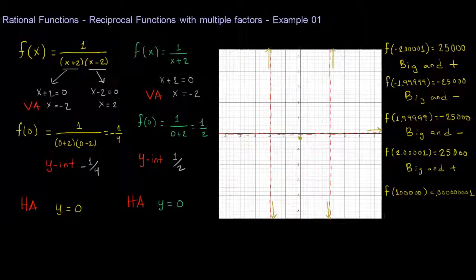Now I'm going to do just one last thing. I promise it's the last thing. I'm going to evaluate here a negative 100,000. And if you evaluate this, you will get exactly the same number that you got before, 0.000000001. That is to say that if you input a super negative number, you will get really, really close to the 0 on the negative side.